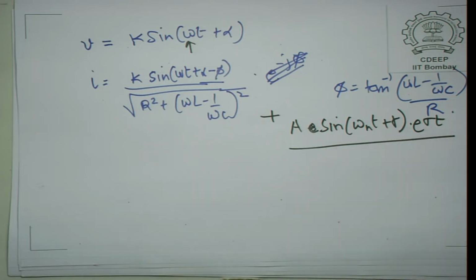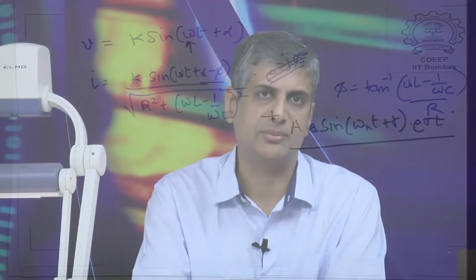In fact, in this circuit there are two initial conditions and both have to be satisfied. So, the solution for Vc also has to satisfy this initial condition. The initial condition of Vc also has to be satisfied.